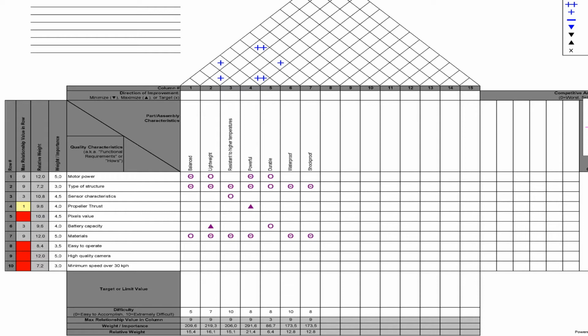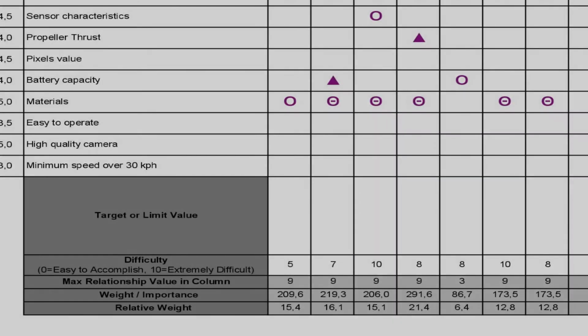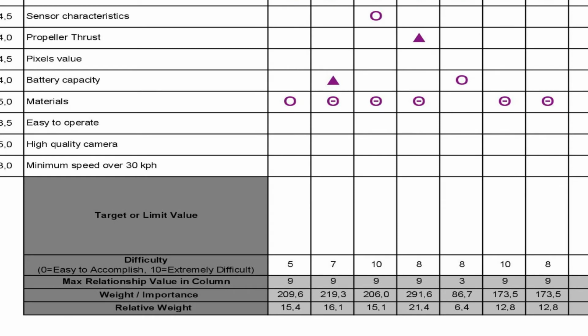Here you can see trade-offs or interactions between part or assembly characteristics. At the bottom of the matrix, importance ratings are calculated and target values for each assembly or part characteristic are established. When we calculate importance ratings, we multiply the technical importance ratings by the weighting factor in each box of the matrix and add the resulting products in each column, just like in the first phase.